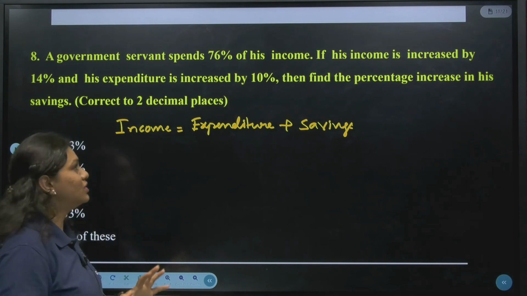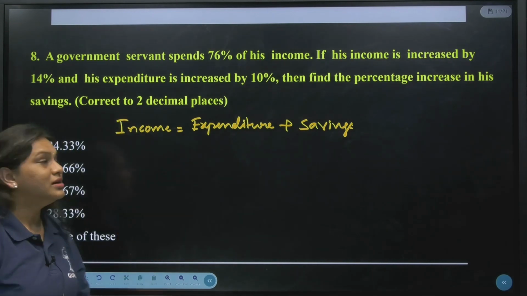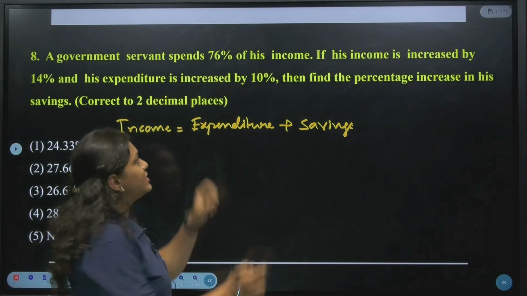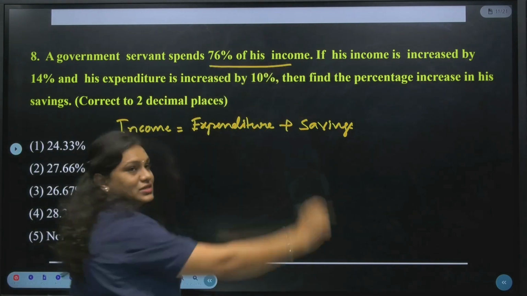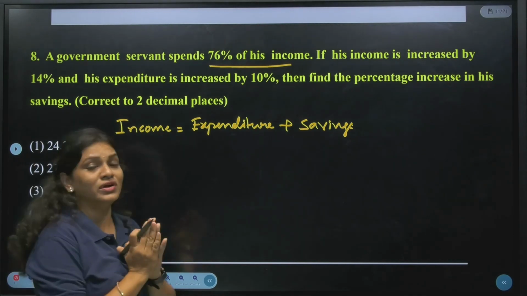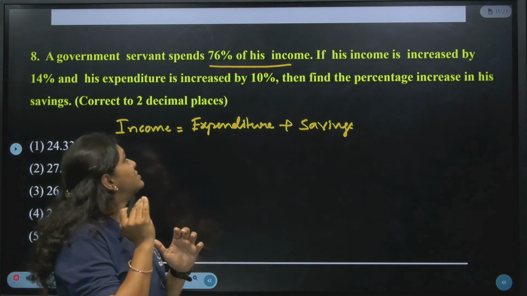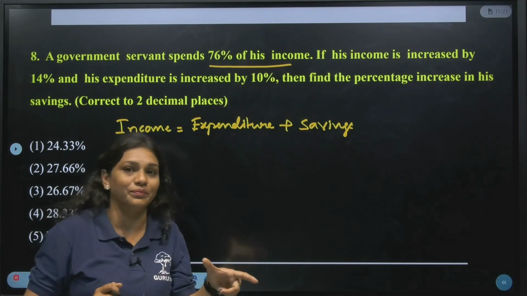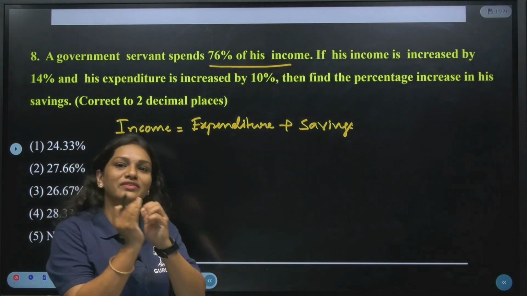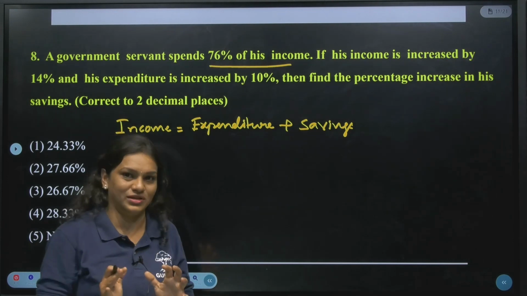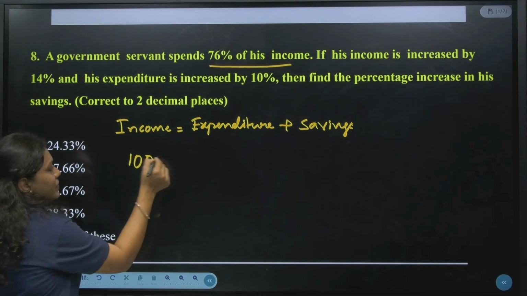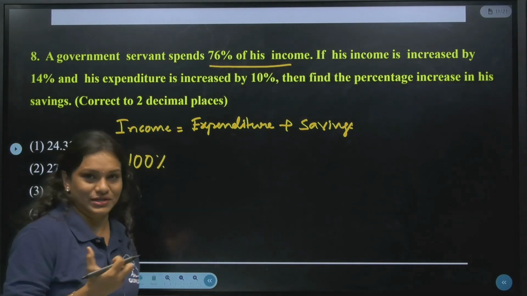Now let's begin with question number 8. A government servant spends 76% of his income. Try to understand what the government servant is doing. He has spent 76% of his income. He is not spending all the income, only 76% of the income they have spent. So if I consider the total income as 100%.